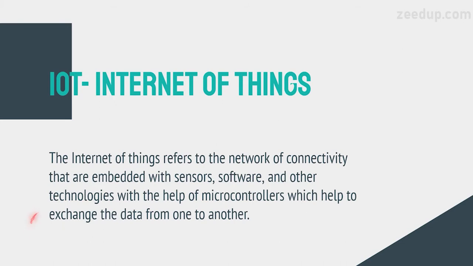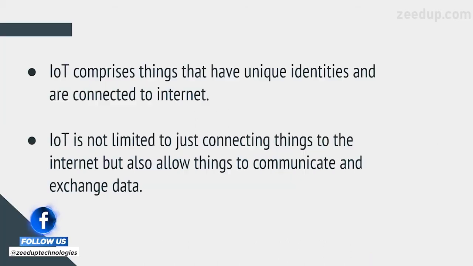The Internet of Things refers to the network of connectivity that is embedded with sensors, software and other technologies, with the help of microcontrollers, which help to exchange data from one to another. The Internet of Things refers to systems of interrelated internet-connected objects that are able to collect and transfer data over a wireless communication with human innovation. Personal or business possibilities, they are endless.